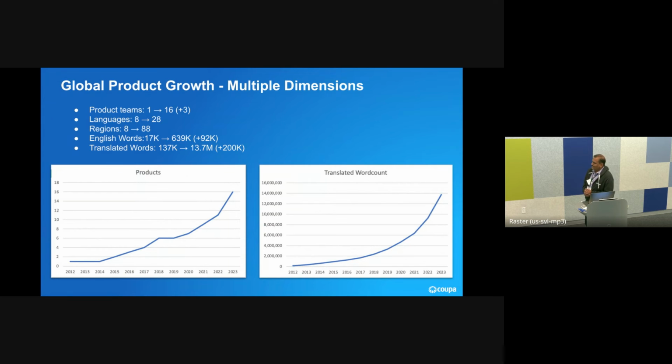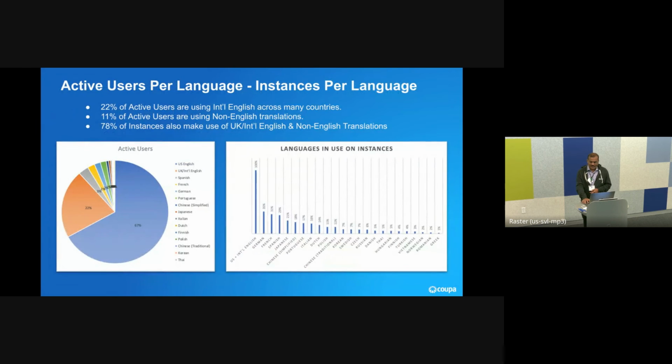And our English string count has been increasing, along with the translated word counts. And this is another stat on how many active users we have. We have about 33% non-English speakers among our daily users. English is there in all the instances by default, but German and other languages are about 30%.